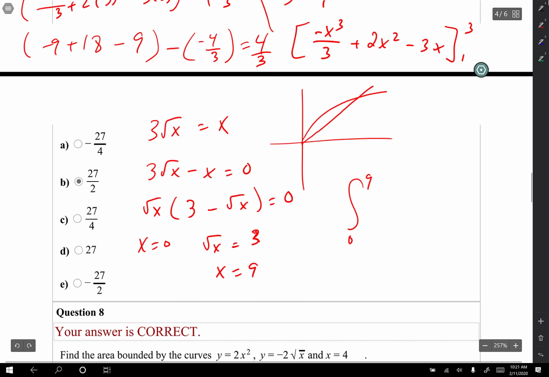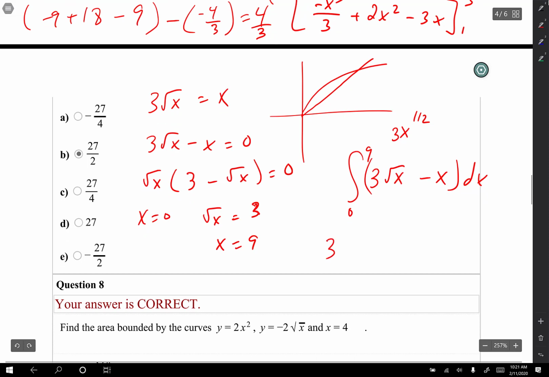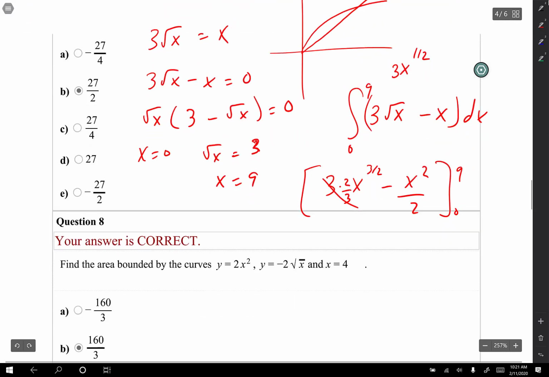And then again, we said that the square root function is the one on top, minus x dx. And here we go. Remember that 3 square root of x is the same thing as 3x to the half. Antiderivative of that is 3, leave a little bit of space. X to the 3 halves divided by 3 halves, which is the same thing as multiplying by 2/3, minus x squared over 2. And I'm evaluating this from 0 to 9. The 3's cancel out. So let's go ahead and work this.